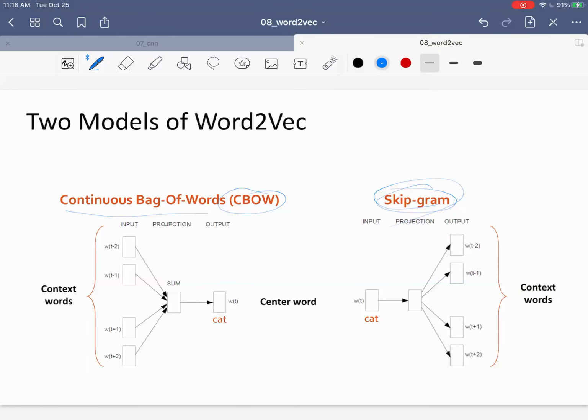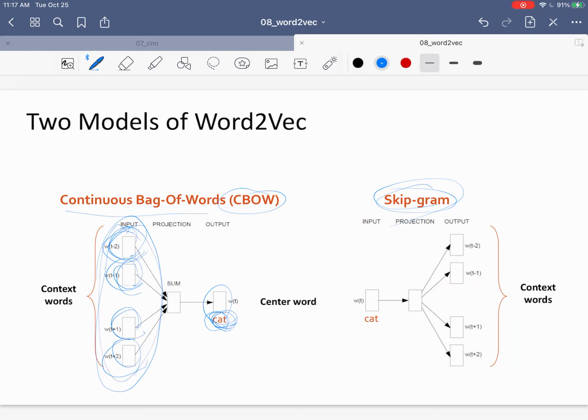The philosophy of CBOW is that there's a target word, which is the word cat. We want to learn a representation of the word cat. And the cat's identity is determined by what? Determined by the sum of its neighbors. So there are neighboring words: two steps to the left, one step to the left, one step to the right, two steps to the right.